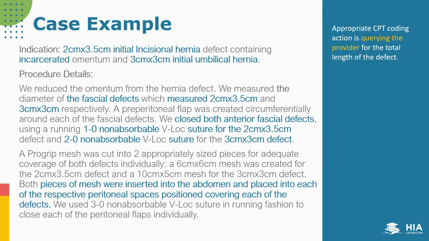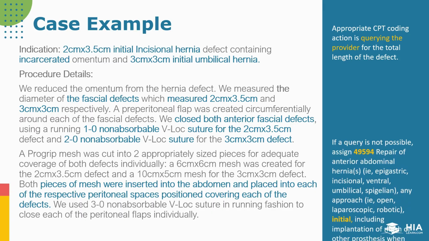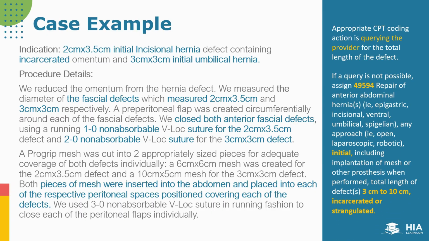Since at least one hernia was incarcerated, and because both hernias are initial, if a query is not possible, report code 49594, repair of anterior abdominal hernia, any approach, initial, including implantation of mesh or other prosthesis when performed, total length of defect 3 centimeters to 10 centimeters, incarcerated or strangulated.